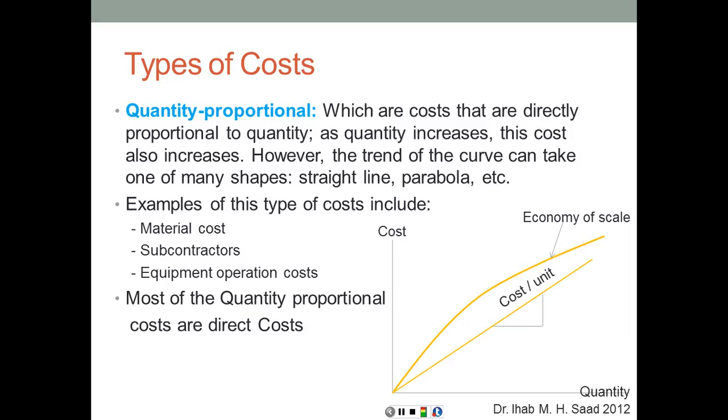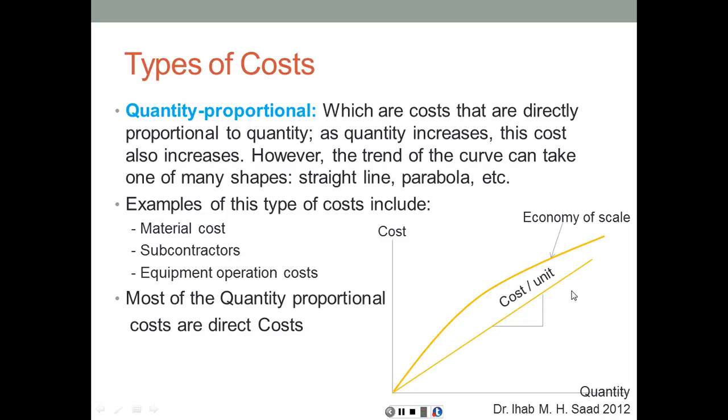However, the trend of the curve can take one of many shapes, including a straight line or a parabola, something like this. So examples of this type of cost include material costs, which is direct cost, subcontractors, which is direct cost, equipment operation cost, which is also direct cost. So most of these are direct costs. Now, we say that it might be a straight line, which is the cost per unit, so the cost per cubic yard of concrete, the cost per ton of steel, the cost per 1,000 bricks, and so on and so forth.